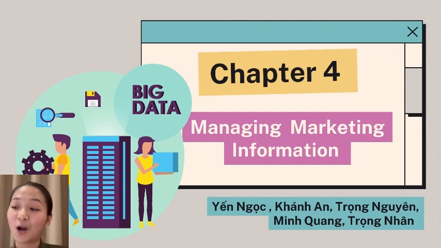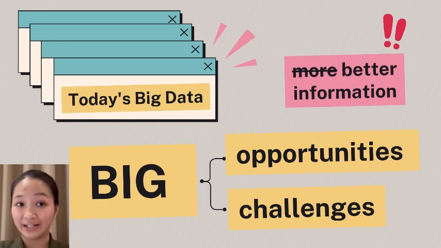Now moving on to chapter 4, we're going to talk about managing marketing information. As we all know, now it's the era of data, not any data, but big data. That means that we have access to a lot of data. Sometimes it's more than enough. And what's more important now is how to use that data to enhance marketing strategy and to improve customer relationships.